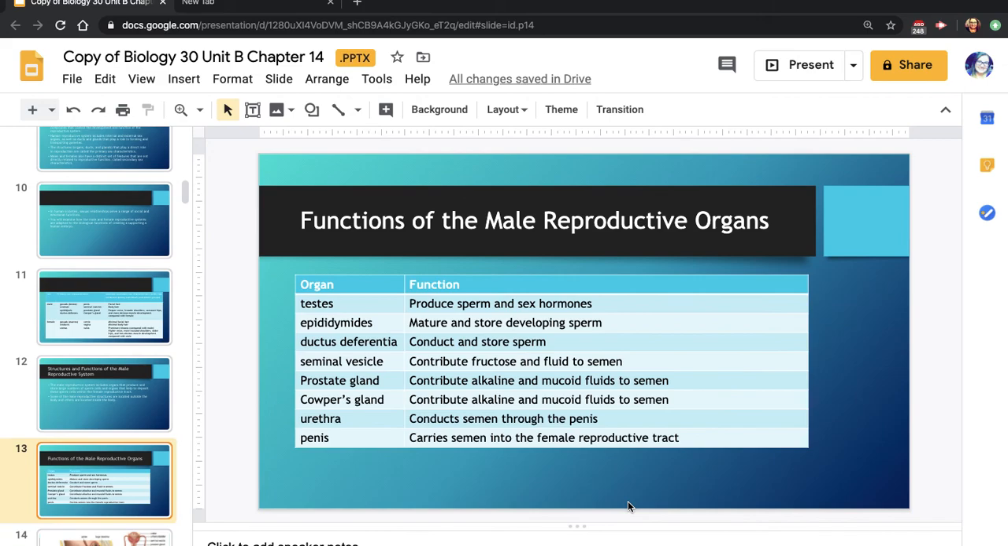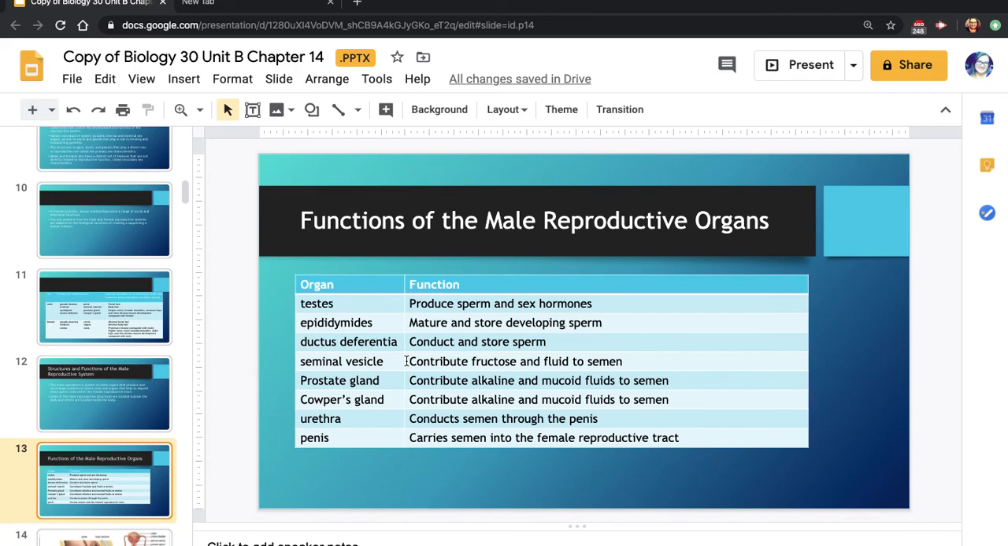The seminal vesicle is something that helps to create semen. Sperm are within semen, and semen is basically that fluid that allows the sperm to swim. There are 3 different things that add to the semen: the seminal vesicles, the prostate, and the Cowper's. So these 3 glands will help to give fluid to the sperm.